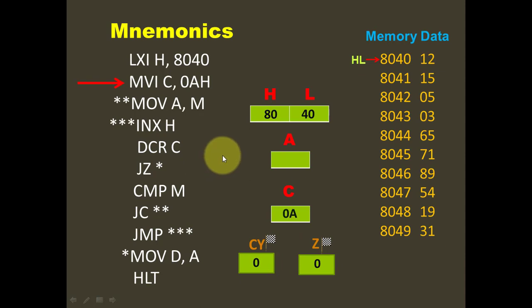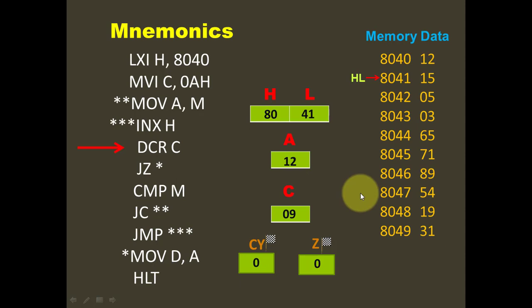Now with the next instruction, we have MOV A, M. This instruction stores the contents of the memory location in register A. Now this memory is pointed to by the HL register pair. So HL is pointing at 8040, so data 12 gets stored in register A. And of course the next instruction is INX H. INX H increments the memory pointer, so 8040 becomes 8041, and we have this pointer pointing to the next memory location. Then with DCR C, the counter, our register C which had 0A, becomes 09.